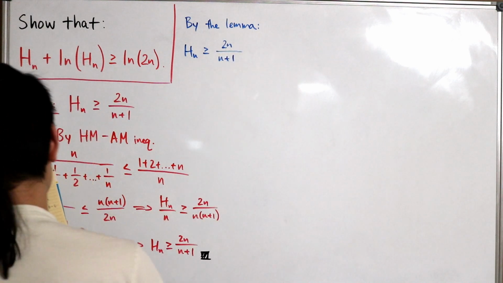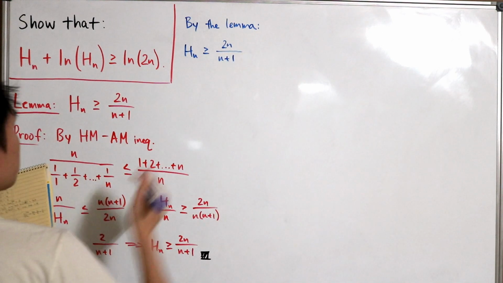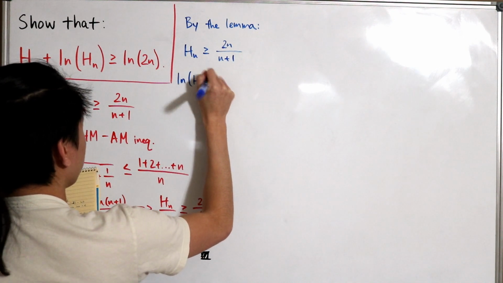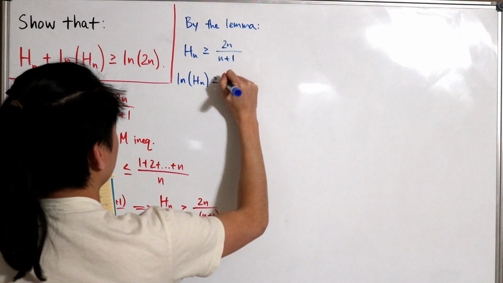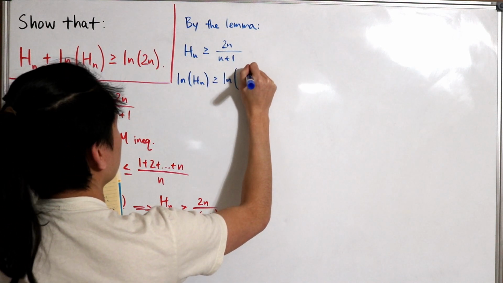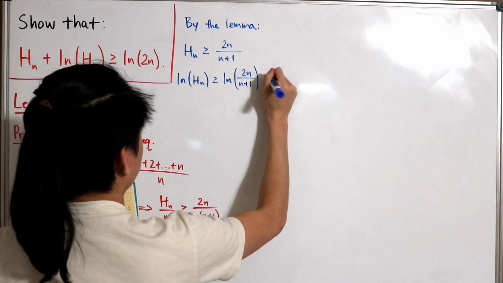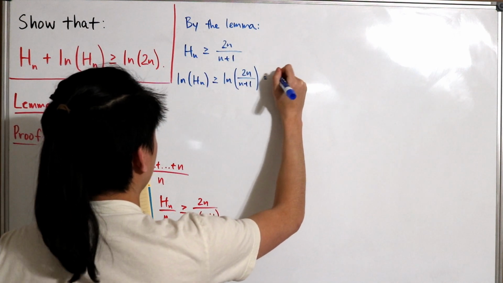Now let's take the natural log of both sides. So we have the natural log of the nth harmonic number greater than or equal to the natural log of 2n divided by n plus 1, which we can write in terms of the properties of natural logs.